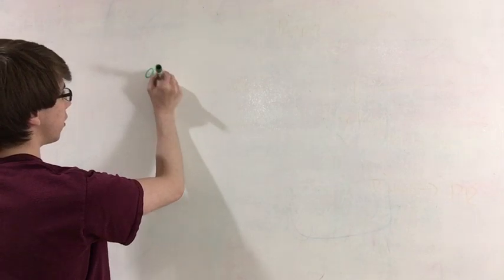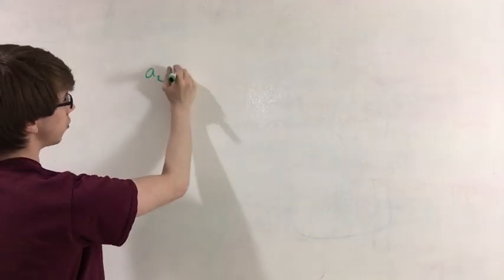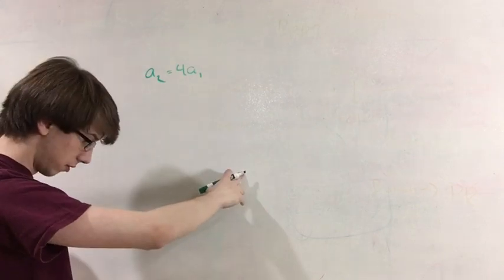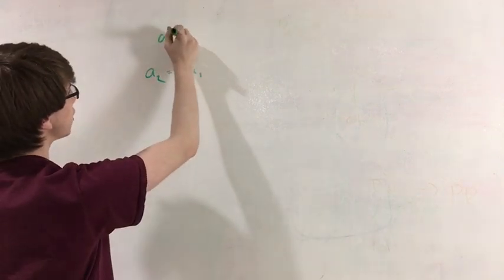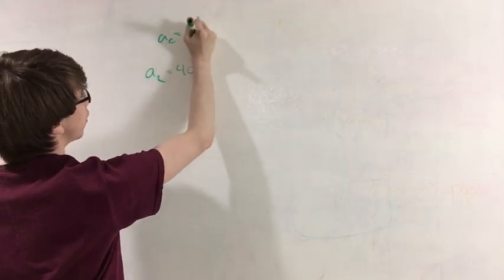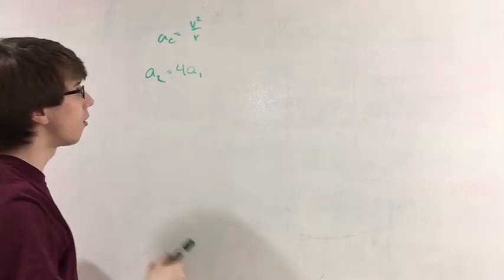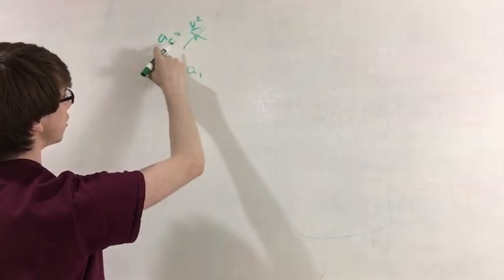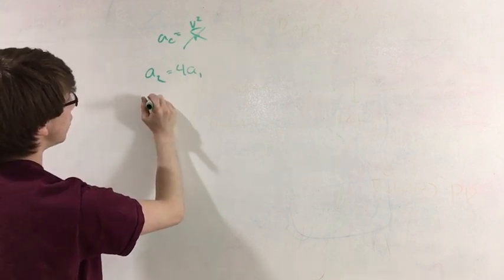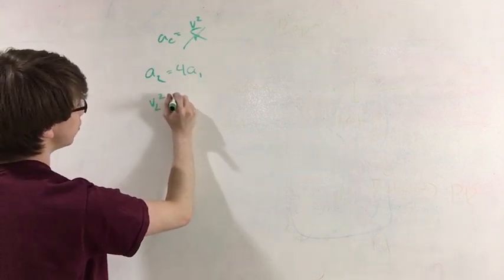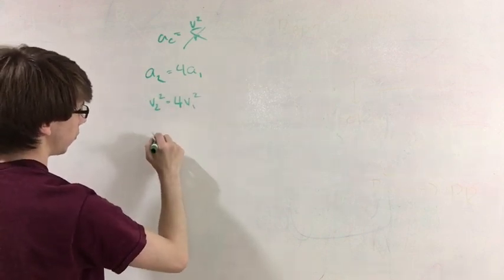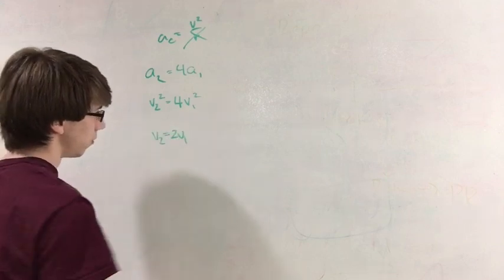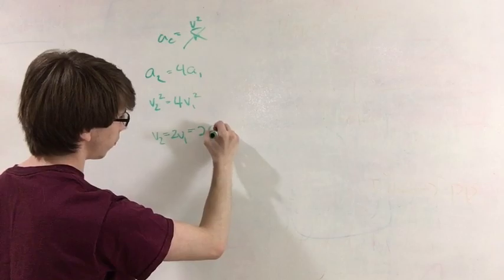This is actually a very simple question. The acceleration of the second car is 4 times the acceleration of the first. Well, in centripetal acceleration, a sub c, the centripetal acceleration, is v squared over r. Since they're on the same track, r is the same. So we can cancel out the r's here. So that's just going to leave you with v2 squared is equal to 4 times v1 squared. So then you just take the square root and you're left with v2 is equal to 2v1. So it's going to be 20 meters per second.